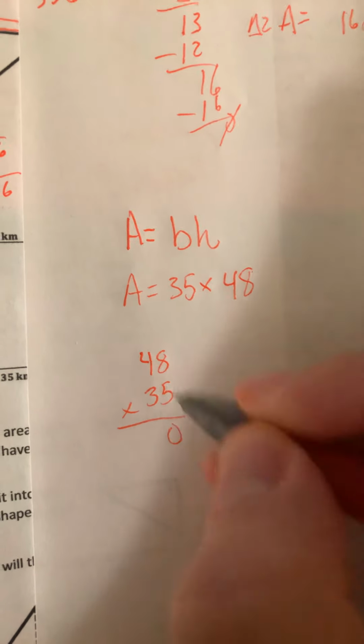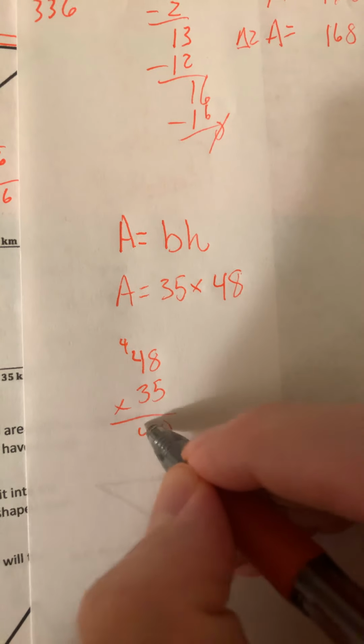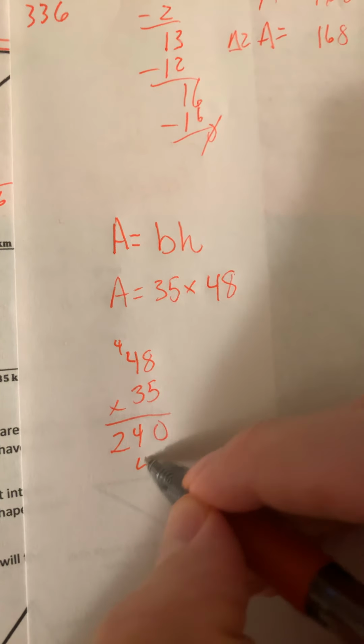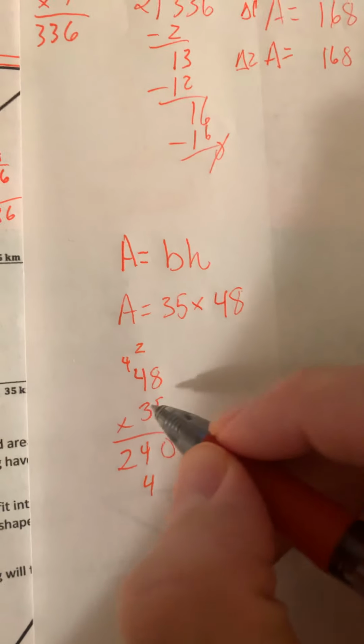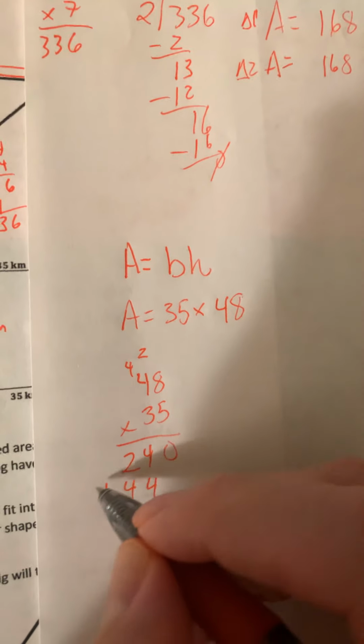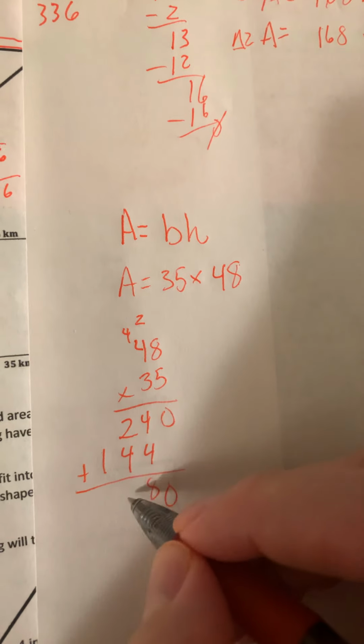8 times 5 is 40. Carry the 4. 5 times 4 is 20, plus 4 is 24. This one, 8 times 3 is 24. Carry the 2. 3 times 4 is 12, plus 4 is 14. And then add them. 0. 4 plus 4 is 8. 2 plus 4 is 6.